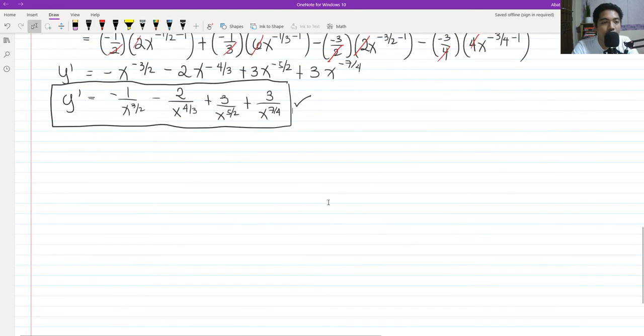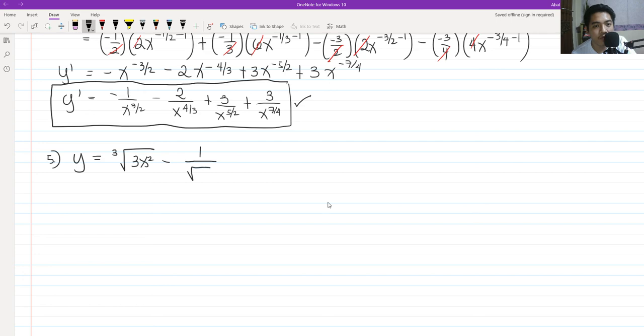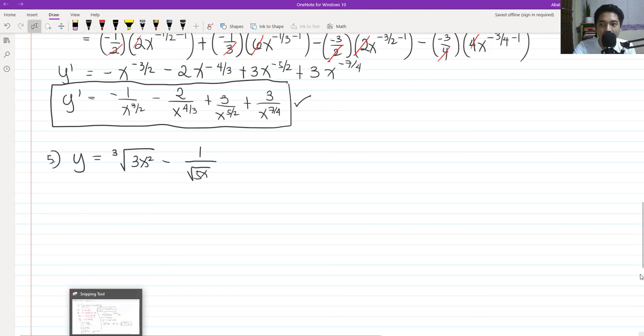Okay, let's go now to our last problem for this video. Okay, so we have y equals the cube root of 3x squared minus 1 all over the square root of 5x. So the very first thing we're going to do here is if we are in getting the derivative of a radical, make sure to express it in terms of its exponential form.